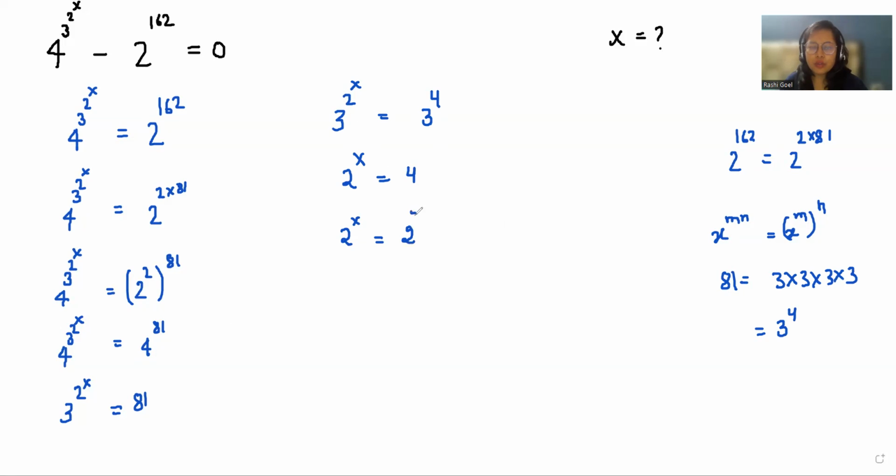We can write it as 2 square. If we compare both sides, x is equal to 2. That's how we can find the value of x. I hope it's clear and easy to solve.